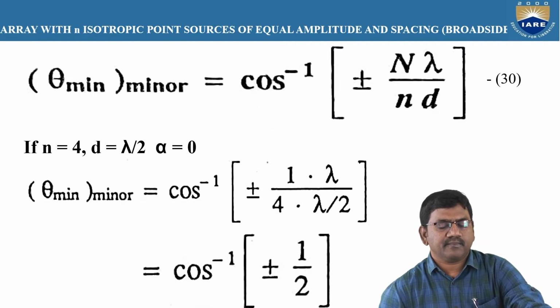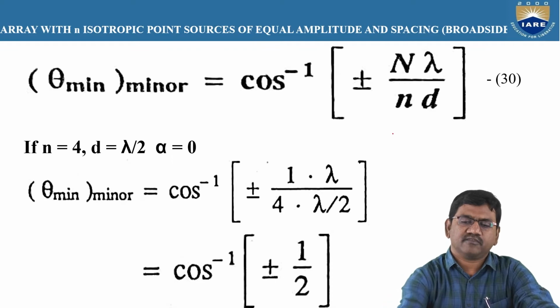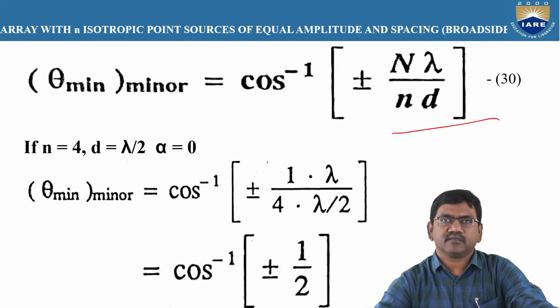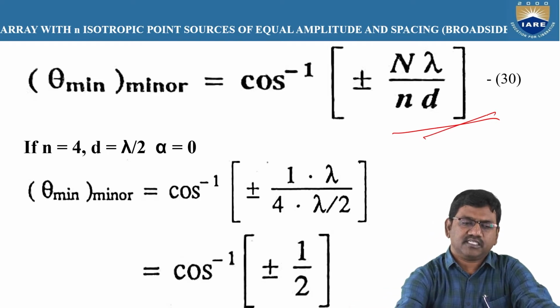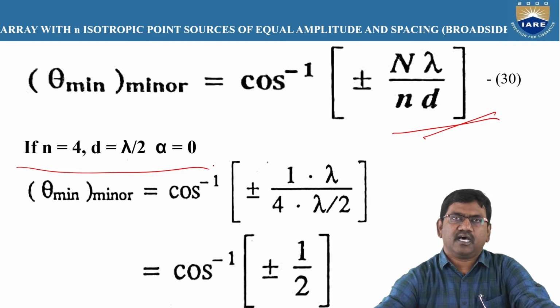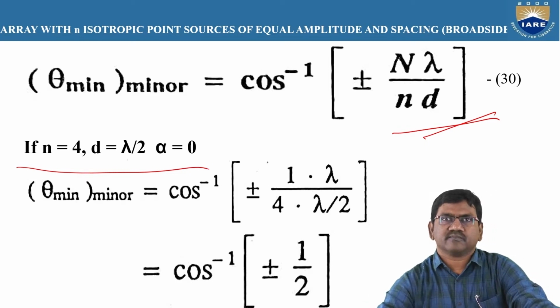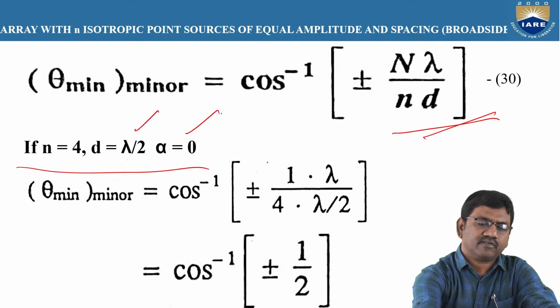So the minor lobe minima, theta min, is equal to, the final expression we got is, cos inverse of plus or minus n lambda by N d. Now for this case, let us assume a special case, that is, assume there are four sources in broadside case, and these are separated by d is equal to lambda by 2 and alpha is equal to 0.